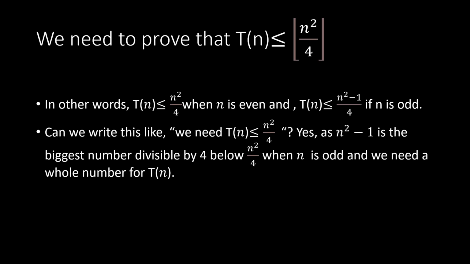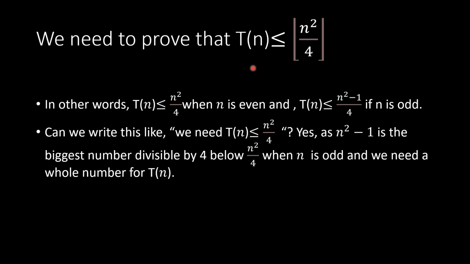We will prove that the number is indeed the floor function of n square by 4, and that comes via Mantel's theorem. So we need to prove that the number of edges in a triangle-free graph with n vertices is less than or equal to the floor function of n square over 4.